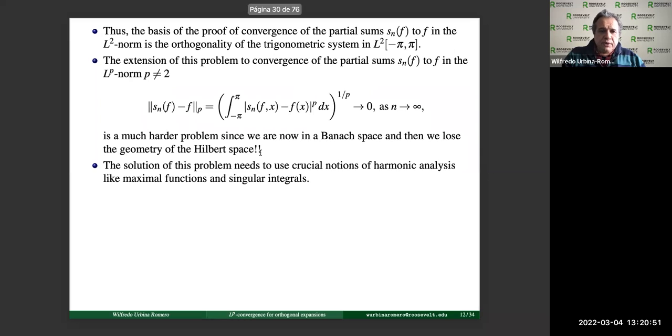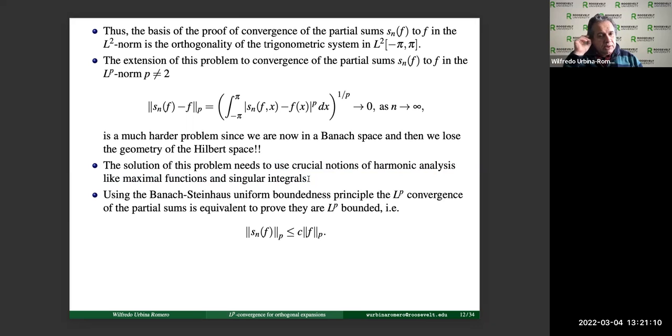So in order to prove that, several tools were developed in what is now known as harmonic analysis, right? Especially maximal functions and singular integrals. And let me say something about that.